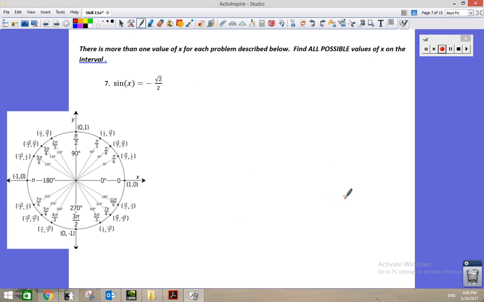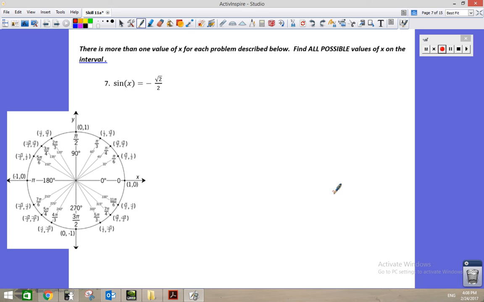Now, let's take a look. There's more than one value for x for each problem described. Find all possible values on the interval. So first, before I look at their interval, I'm just going to find the general solution. I'm going to find the solutions over the entire set of real numbers, and then I'll look in the interval they want and see which of my solutions fall in that interval.